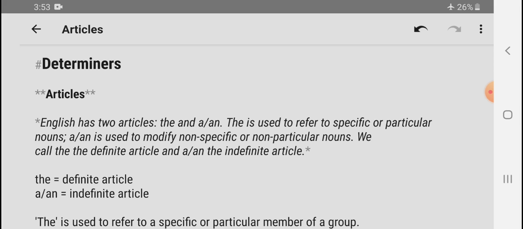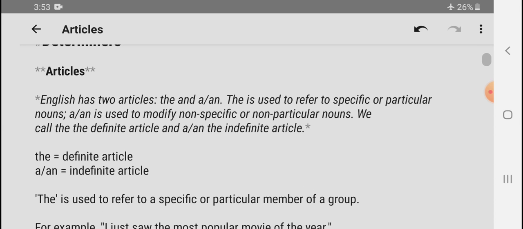We call "the" the definite article and "a/an" the indefinite article. "The" refers to a specific person or a particular member of a group, which we will come to know with an example. "A" or "an," on the other hand, do not mention a specific individual or a thing. Hence, "the" is known as the definite article, and "a" and "an" are known as indefinite articles.